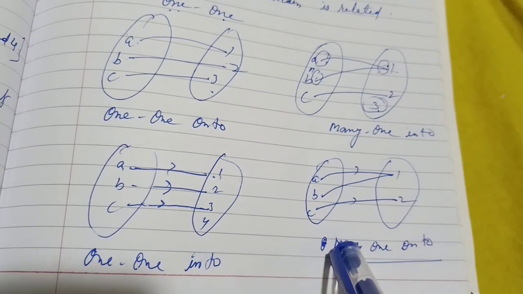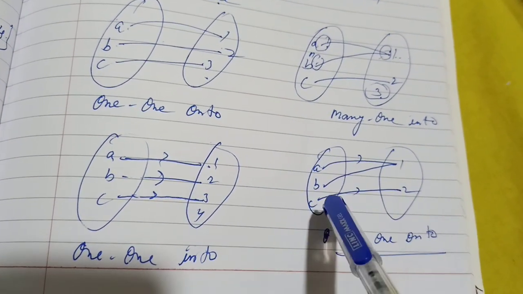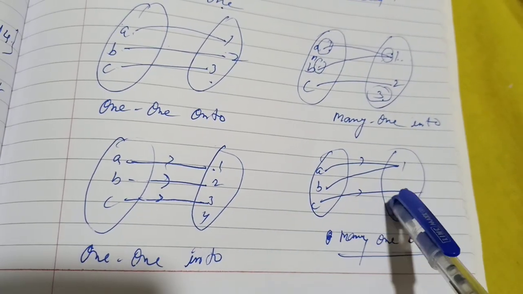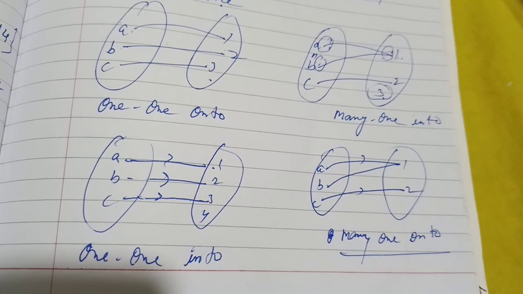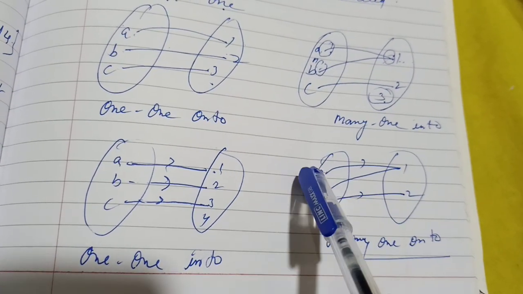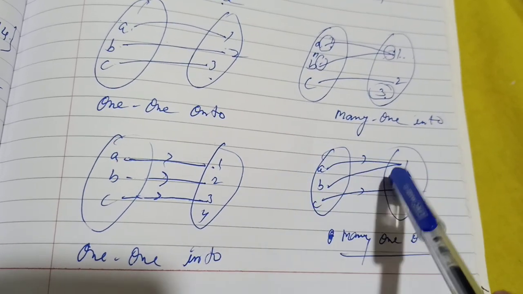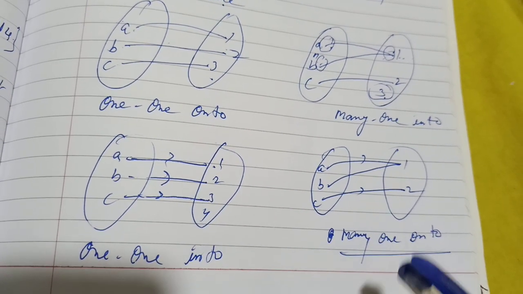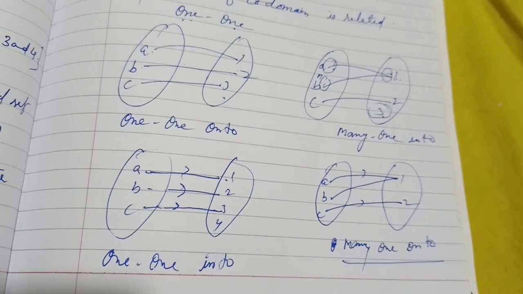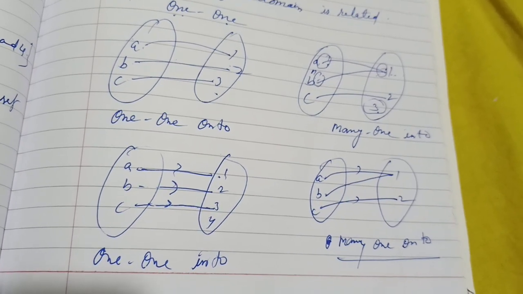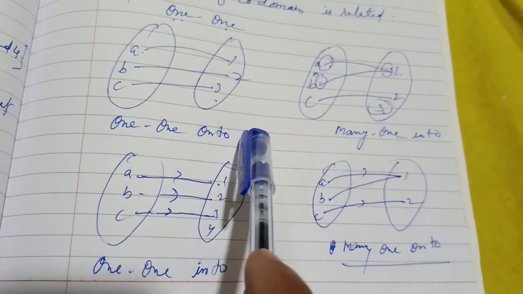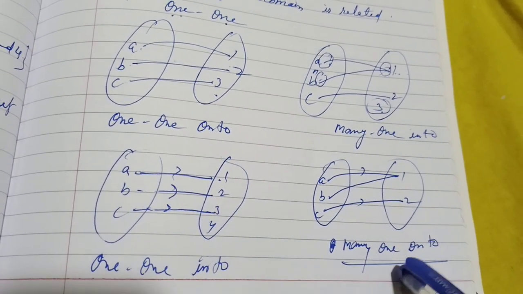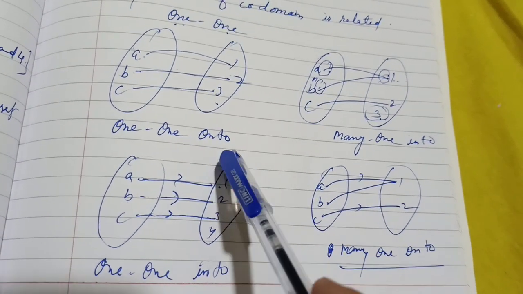Another example. A is related to 1, B is related to 1 and C is related to 2, but no element is vacant here, therefore it is an onto function. Many are related to a single element, so it is a many-one function, and no element is vacant, therefore it is called a many-one onto function. So there are mainly four types of function: one-one onto, one-one into, many-one onto, and many-one into function.